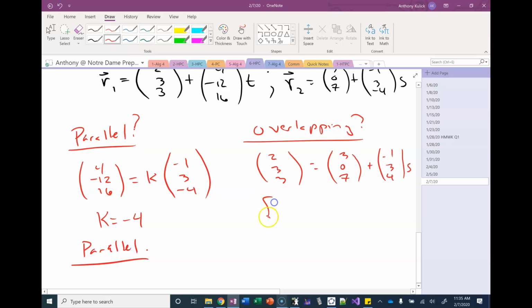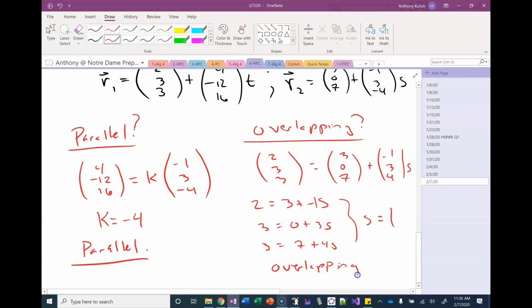So to do this, we're going to set up a system. Actually, we don't have to do that. We've done this before, right? Just to check to see if a point lies on a line, all we need to do is see if these three equations have the same solution. And in each of these cases, they do, right? So they are essentially the same line.